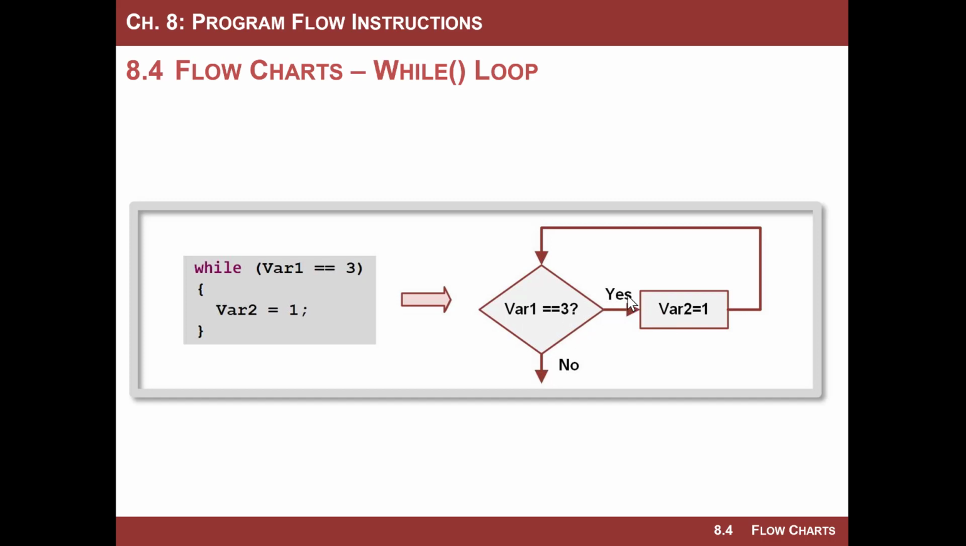I always put yes or no by the arrows because the question is typically a Boolean question, especially for a while loop. And you'll have a little process here that says var2 is equal to 1, and then you will return up here and you will stay in this loop. And if not, if var1 is not equal to 3, you'll go this way.